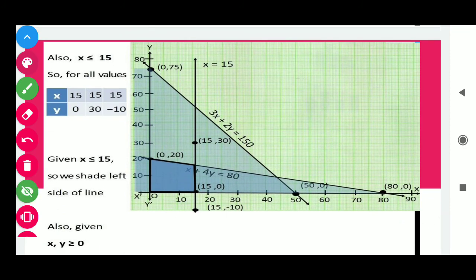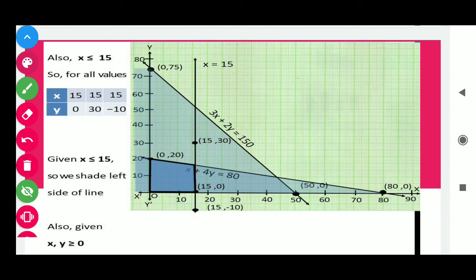The next line is x less than or equal to 15. Students, if we talk about x equals a, then that makes a vertical line. If we talk about y equals b, then that makes a horizontal line. Here the line is x less than or equal to 15. So students, mark 15 on the x-axis, make a vertical line, and here x is less than or equal to 15. So on the left side x decreases. In this way we shade the left side portion.